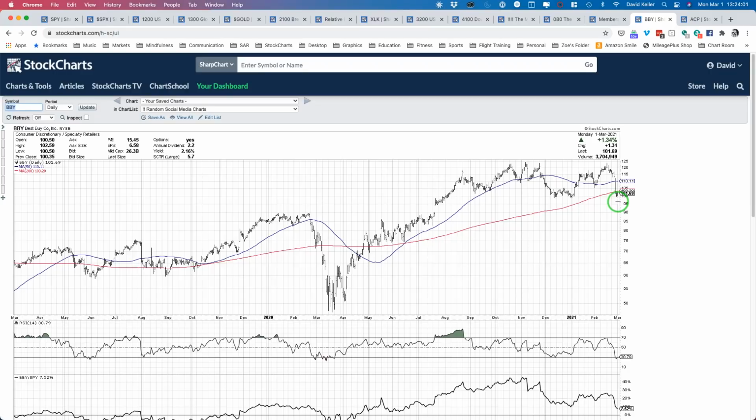So while the trend overall is not as positive, it's oversold right as it hits that key round number. And I'd be very keen to know whether or not that's able to hold.